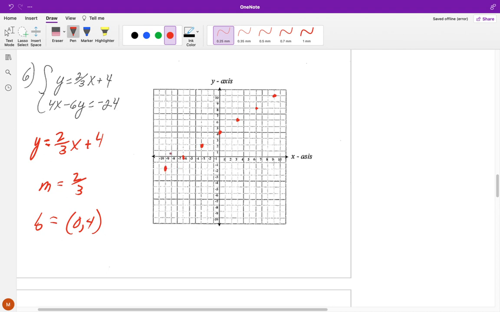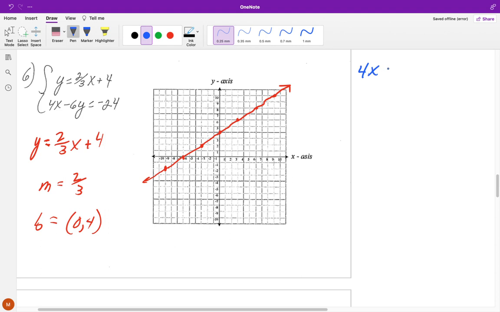I'm just putting as many points as I can because when we are using a graph, having those exact points will allow us to see where they intersect a little bit better. And since I can't use a straight edge on this device, it just makes it easier for me to graph. All right, so everyone should be able to do that one pretty easily.